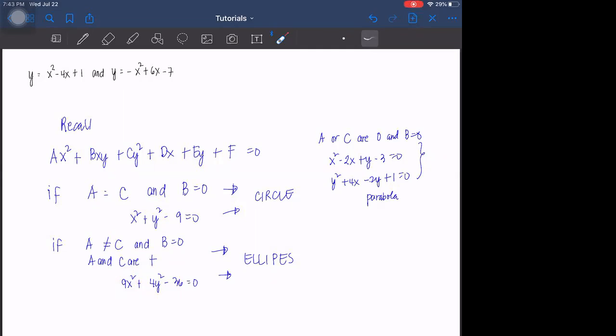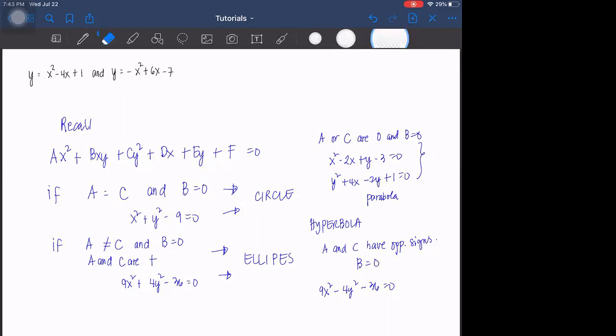So what makes a hyperbola? How do we know if it is a hyperbola? When there is a negative. A and C have opposite signs and B equals 0. For example, 9x squared minus 4y squared minus 36 equals 0. That is a hyperbola. Did you recall a little?